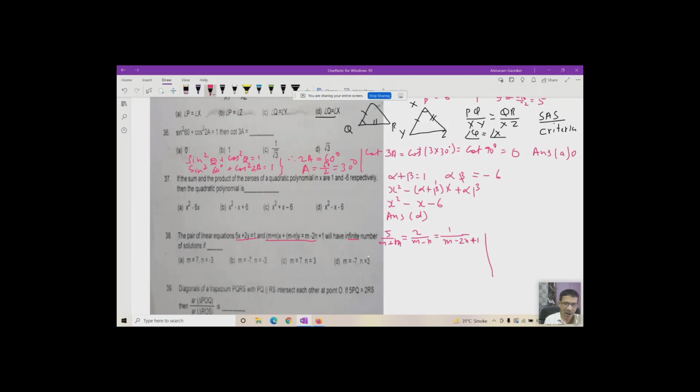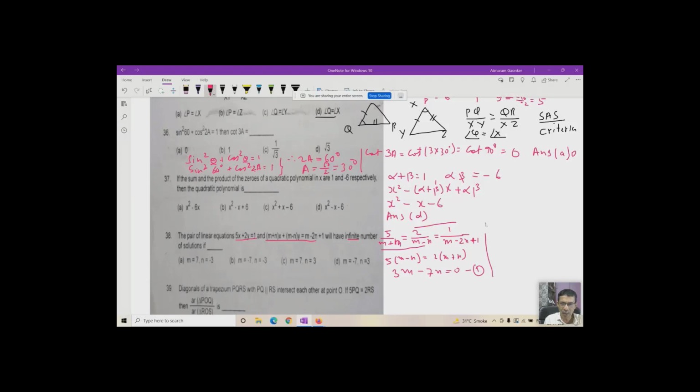So first I will take this ratio and cross multiply. This will be 5 into m minus n is equal to 2 into m plus n. You open the bracket, you will get 3m minus 7n equal to 0. This is equation number 1.